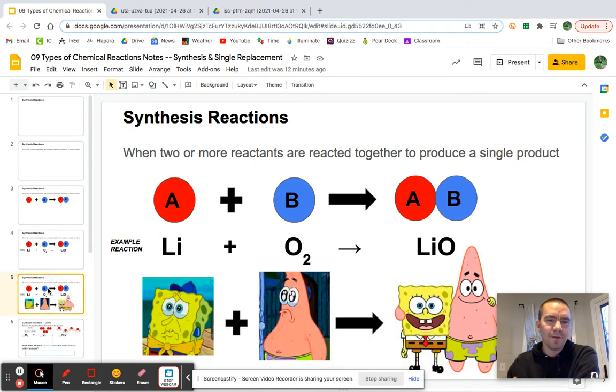Here's an analogy I've been using. If you've got a single SpongeBob here, and you've got Patrick, they're all alone. Well, we put them together, and now they're a unit. They're best buds. That's the idea of a synthesis reaction: you take two individual things and put them together to make something new. Now I'm going to show you the demo for a synthesis reaction.